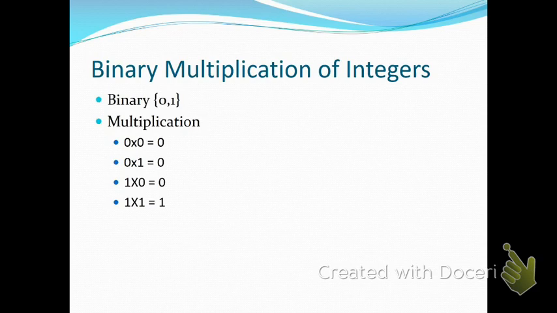Multiplication is much simpler. We have 0 times 0 is 0, 0 times 1 is 0, 1 times 0 is 0, and 1 times 1 is 1. We won't in any combination get another number other than 0 or 1, so we don't have to worry about that.